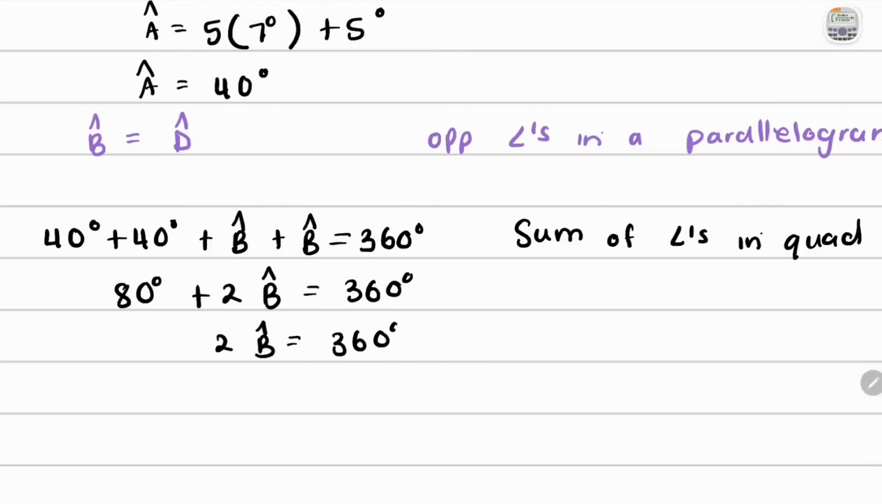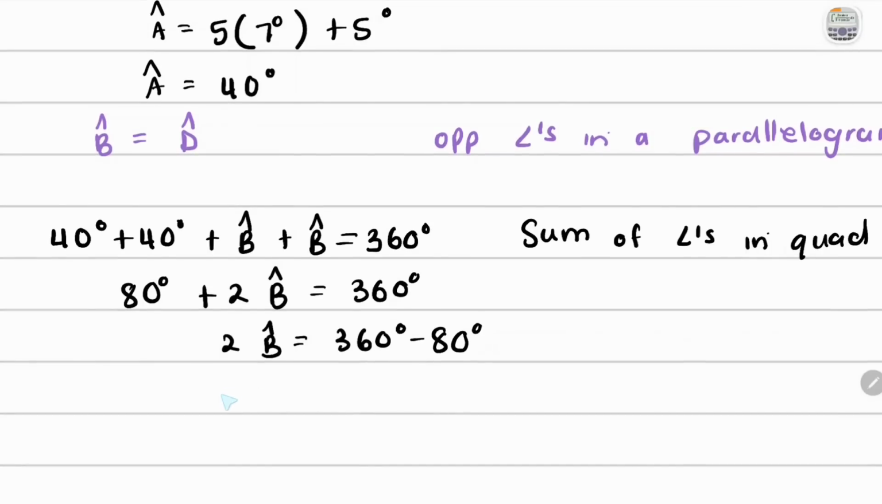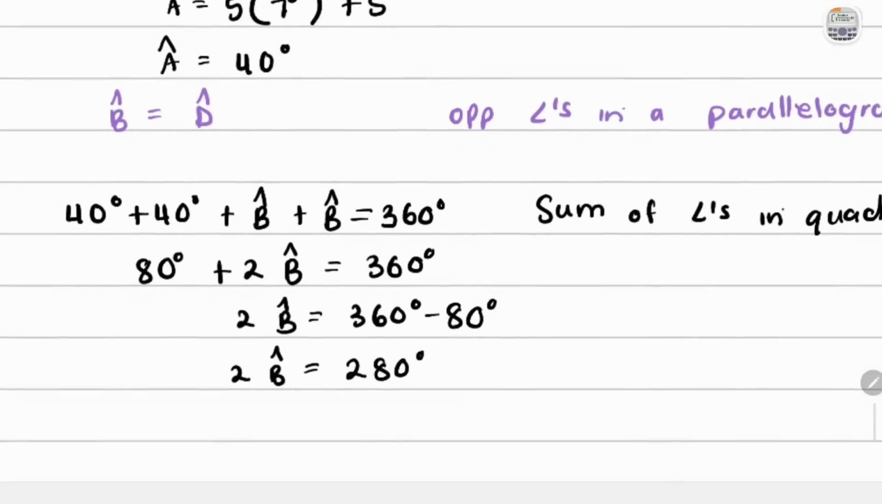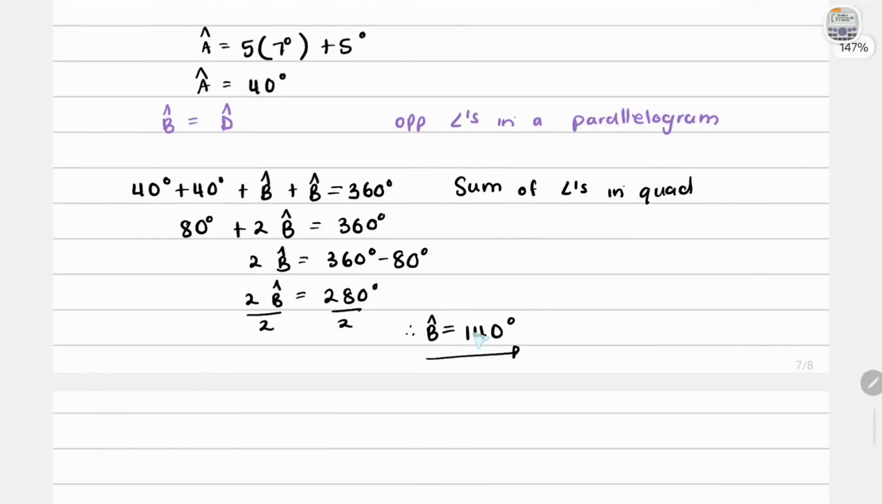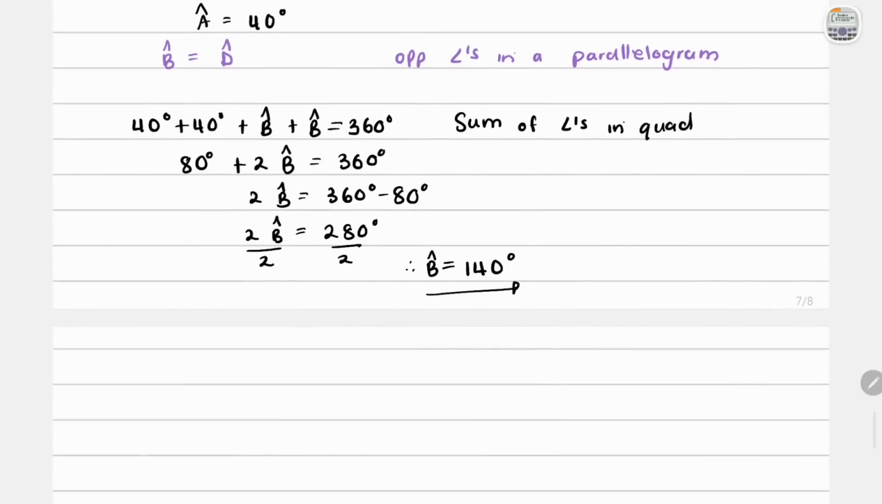So what's 360 degrees minus 80 degrees? That's going to be 280 degrees. Okay, so 280 degrees. And then to solve for B, you can go ahead and just divide both hand sides by 2. And therefore, angle B is equal to 140 degrees. And that's our answer. And that, of course, means that angle D is also equal to 140 degrees. Okay, so that is it for question 4, and we move on to question 5.